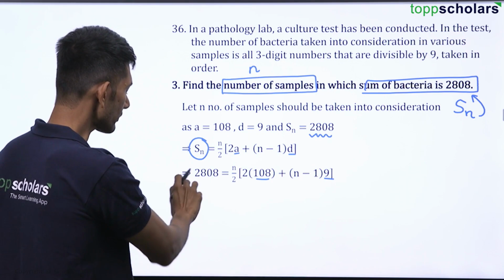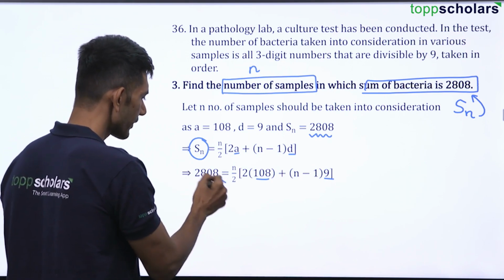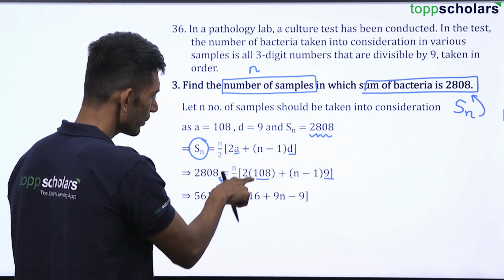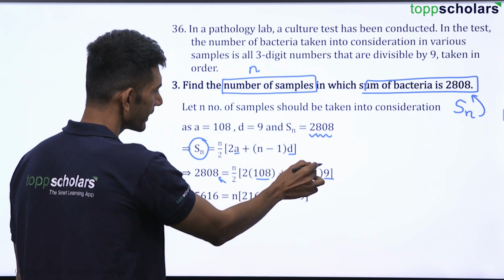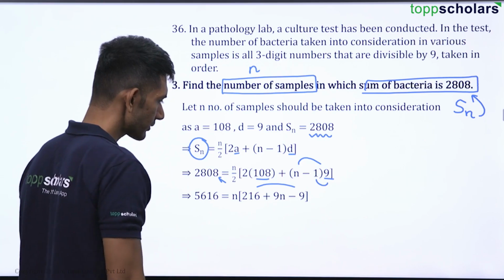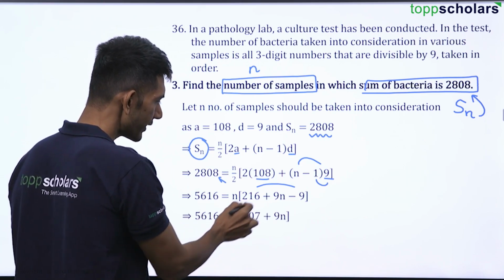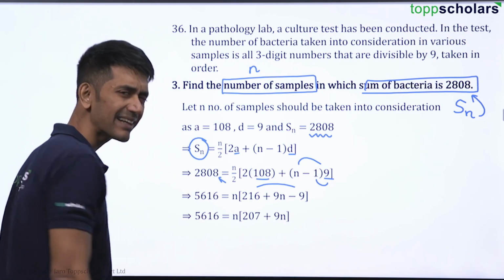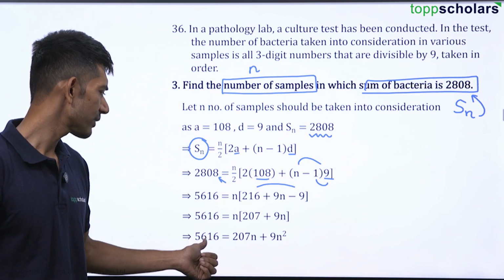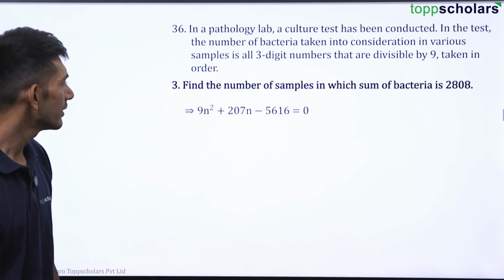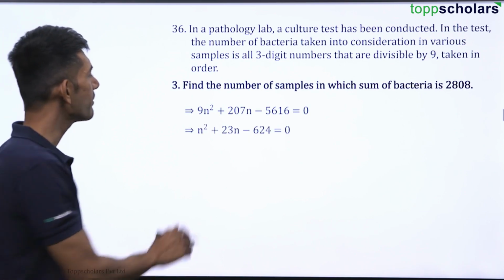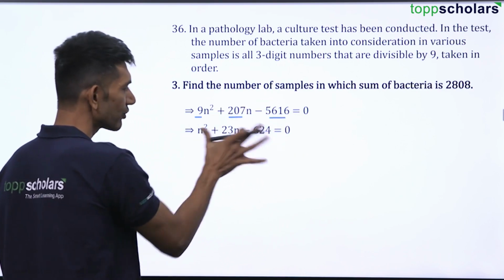Right? So this is 2808 into 2, that is 5616 is equal to n into 216 plus 9 into n is 9n and 9 ones are 9. So this becomes 5616 is equal to n into 207 plus 9n, and then you multiply n inside and that gives you 9n square plus 207n is equal to 5616. You solve this further, 9n square plus 207n minus 5616 is equal to 0. Divide by 9, divide by 9, divide by 9. This is what you get.